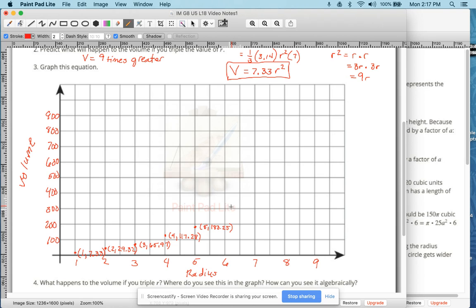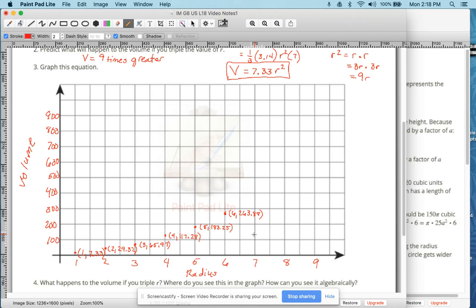gets larger. 6 squared is 36. 36 times 7.33 is 263.88. So 6, and then we're going to be almost to 300, or I guess a little above 250. So it's 6 and 263.88. See how they're significantly going higher as the radius gets larger? And that's because we're squaring the radius.